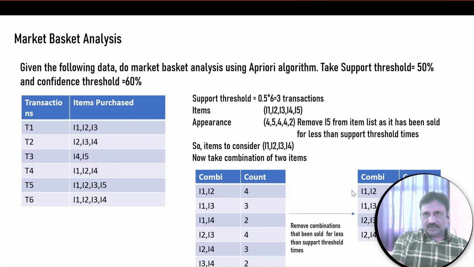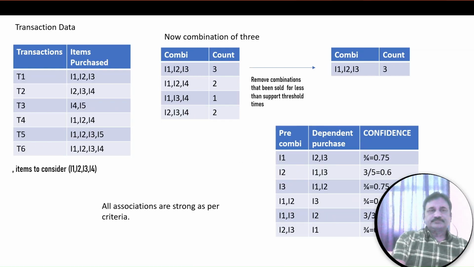So I1, I2 will go to this next table, I1, I3 will go to this table because the I1, I3 combination appeared 3 times. I1, I4 will be dropped, I2, I3 will go to the next table because it appeared 4 times. I2, I4 appears 3 times, so it will go to the next table, I3, I4 will be dropped, right? So out of 6 combinations we have taken for 2 items together, only 4 will be proceeding ahead to the next analysis, okay? Now we will be combining 3 items together.